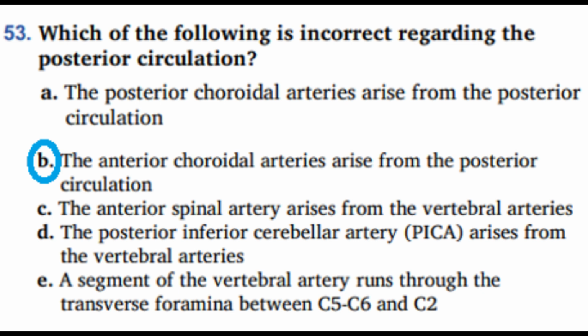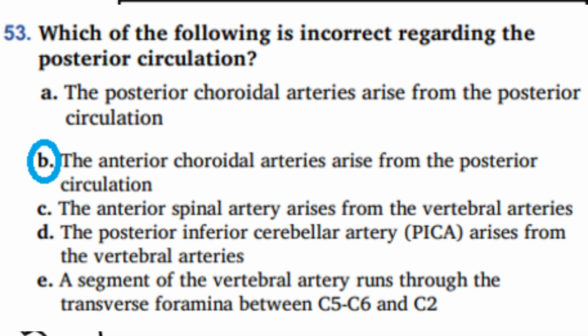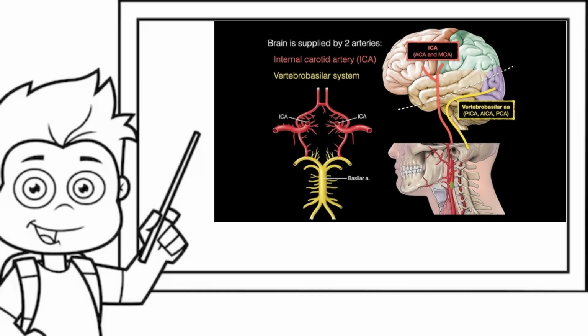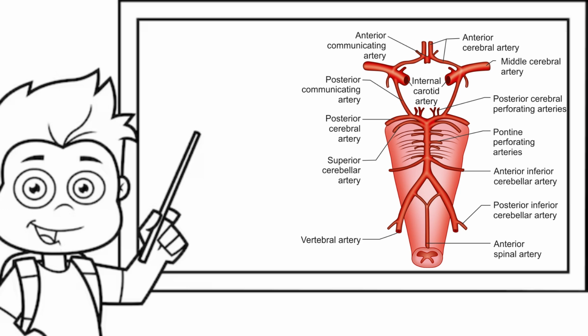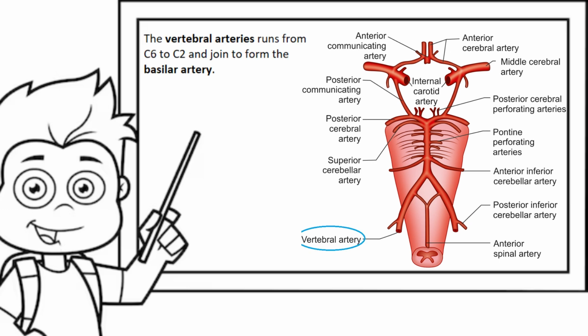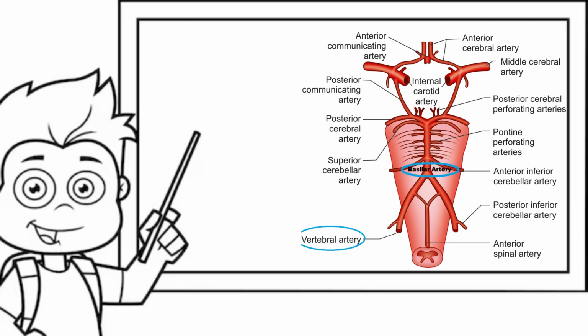Now let us unpack this step by step. What do we mean by the posterior circulation? I want you to think of the brain as a city with two main highway systems bringing in oxygen-rich blood. We have the anterior circulation, which supplies the front and top of the brain. And we have the posterior circulation that handles the back, including the brainstem, the cerebellum, the occipital lobes, and parts of the thalamus. The posterior circulation is built from the vertebral arteries, and these arteries come along your neck bones and join to form something we call the basilar artery.